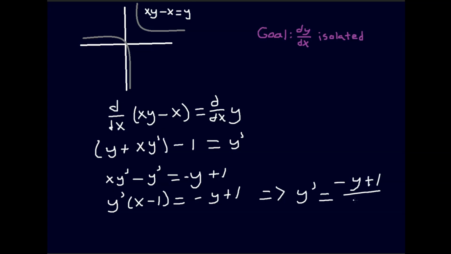Let me write that down, which is our final answer for this. So again, basically the same process. We just had two y primes, so you just have to isolate it both on one side.